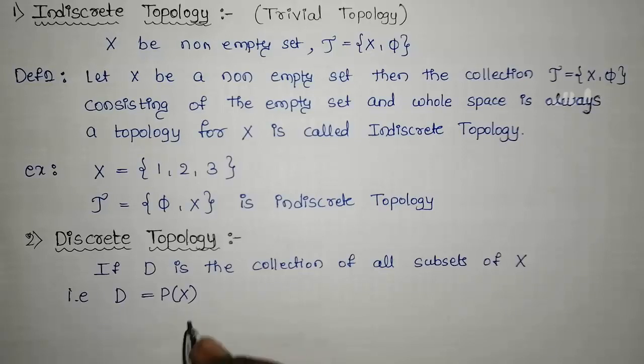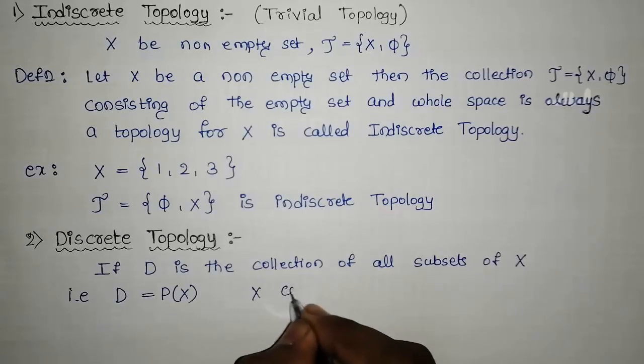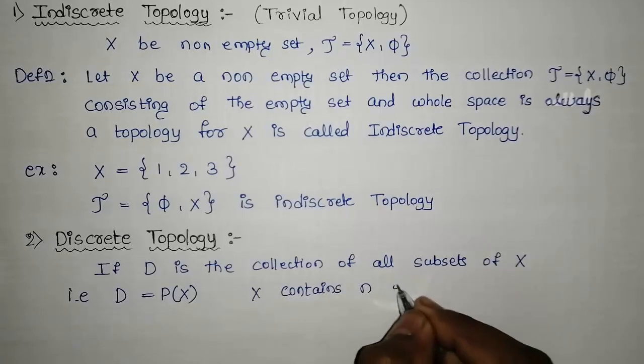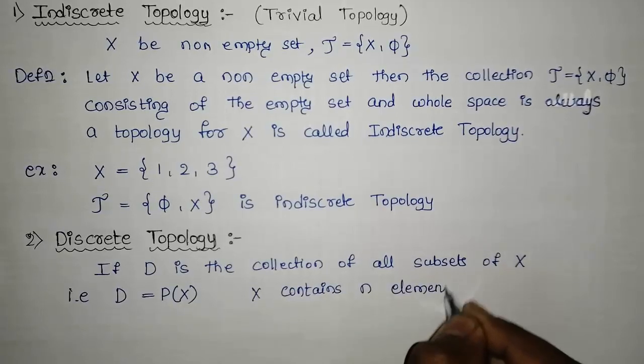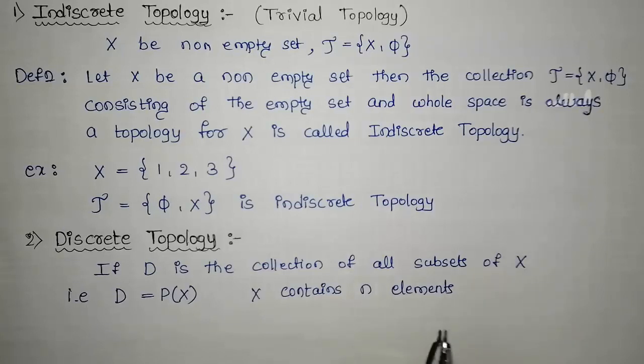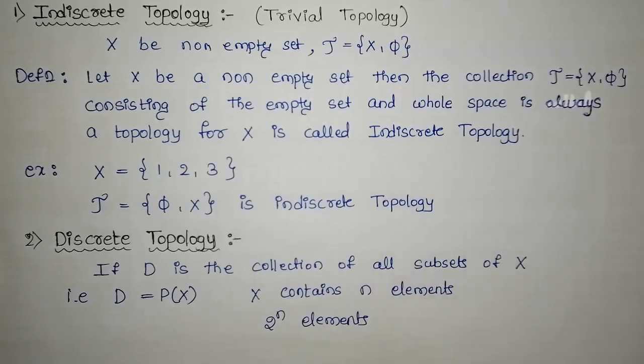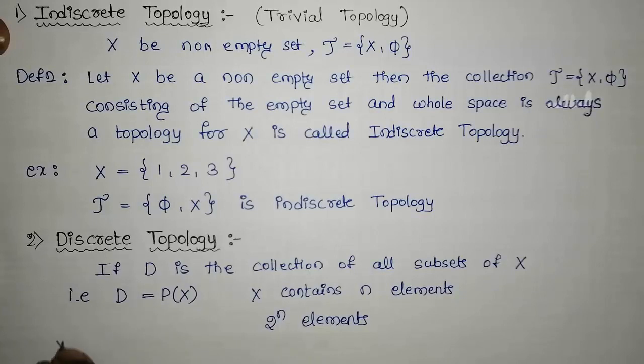And clearly here, if X contains n elements, then the discrete topology contains 2^n elements.